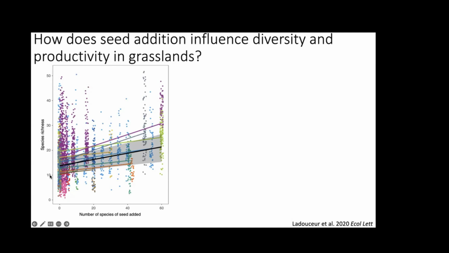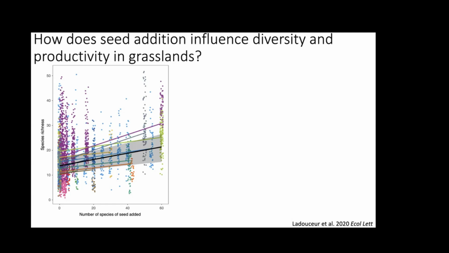And she pulled together experimental data from what I recall was, I think, 12 experiments, and each of those experiments is represented by a different colored dot and different colored line on this graph. And we can see the overall average across the 12 experiments with the black line.